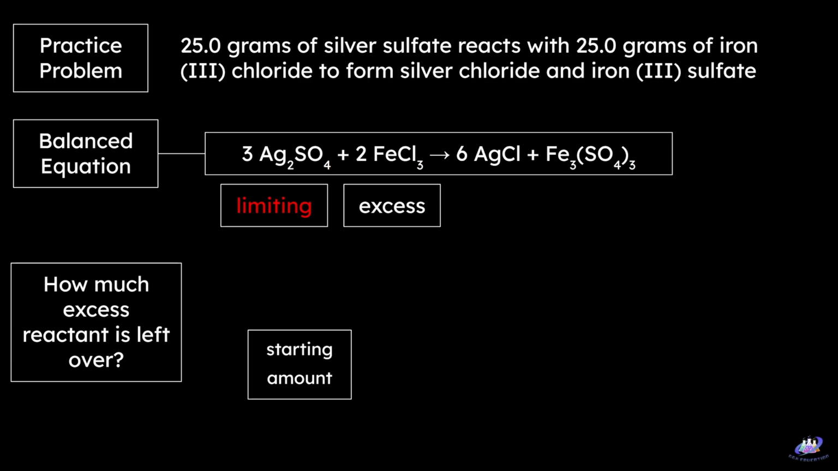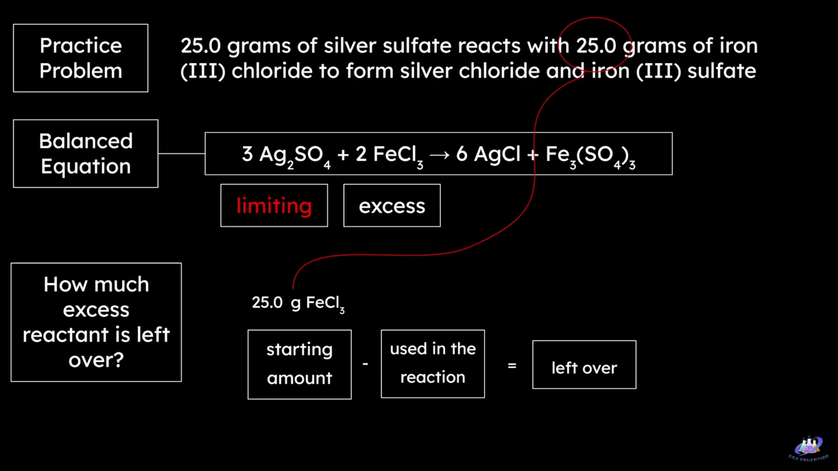To find out how much is left over, we can just take our starting amount, subtract how much we used in the reaction, and that will tell us how much is left over. So 25 grams of iron chloride minus the 8.68 grams that were used in the reaction, and we find that 16.3 grams of iron chloride would be left over.